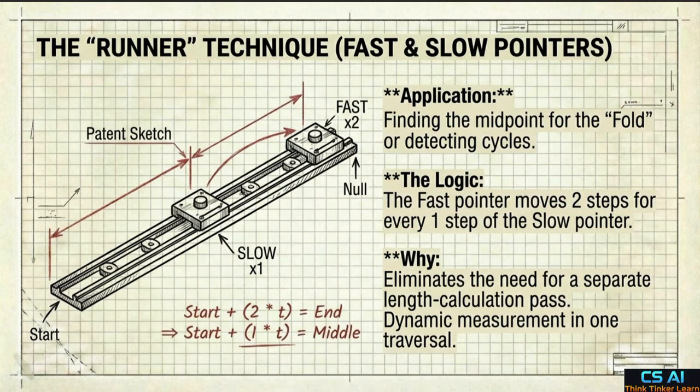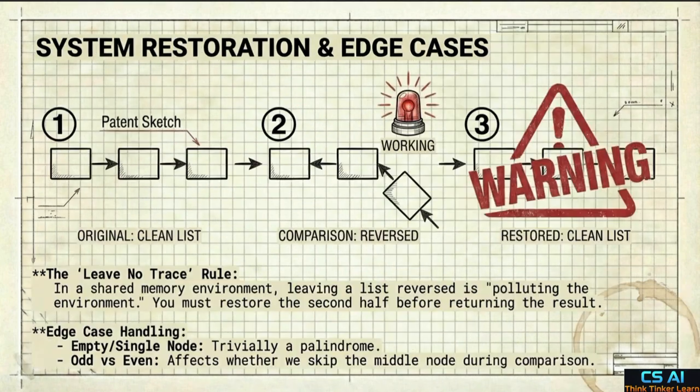Why? This eliminates the need for a separate length calculation pass. It provides dynamic measurement in the one traversal, meaning you can find the midpoint or detect a cycle in a single pass without knowing the total length of the list beforehand.